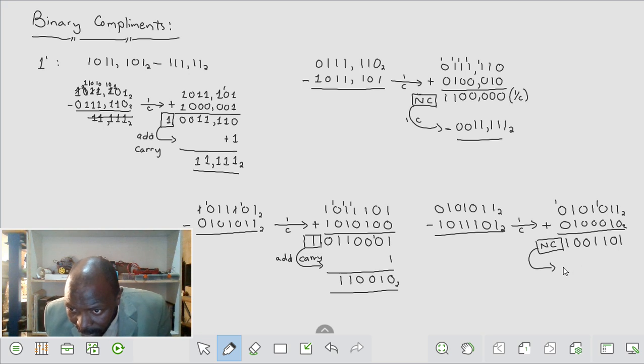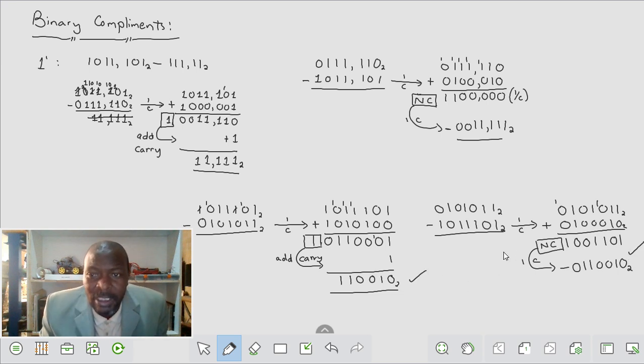You have to complement again. It was 1's complement previously, and you can't mix the complements in the same one, so we have to complement again. That becomes 0 1 1 0 0 1 0, with a little 2. As you can see, that answer and that answer are identical, so it means we have not done anything wrong.